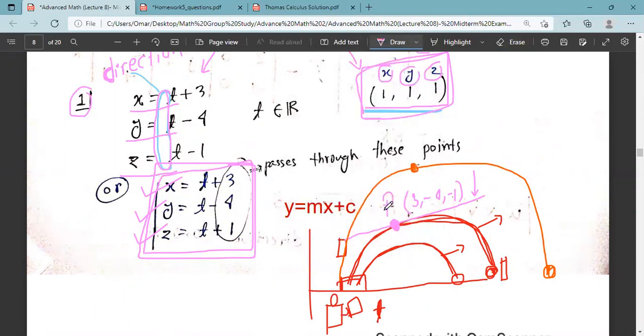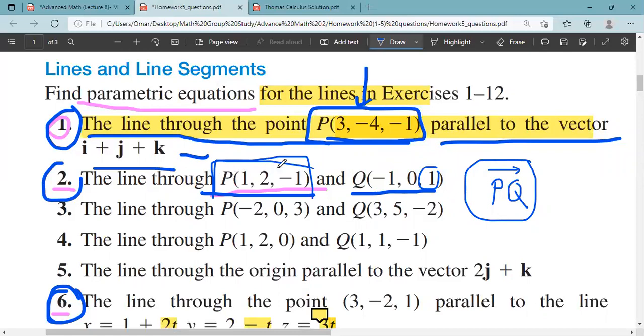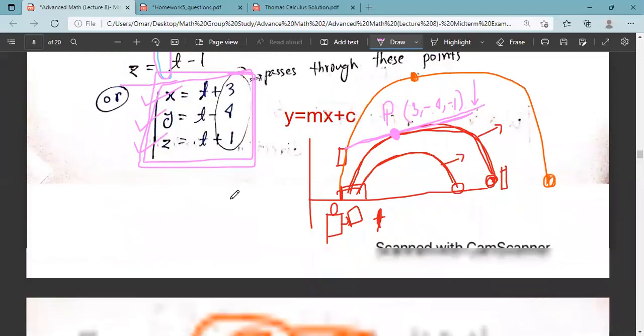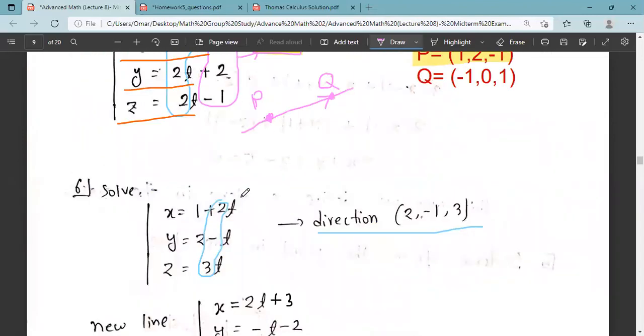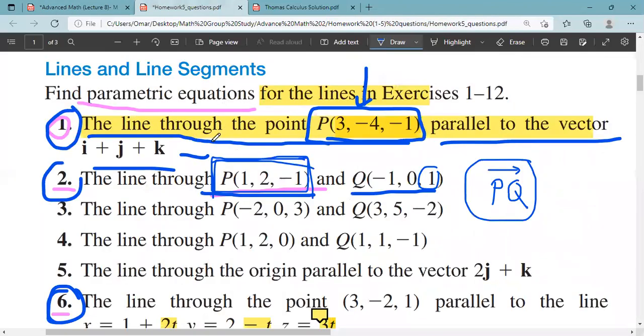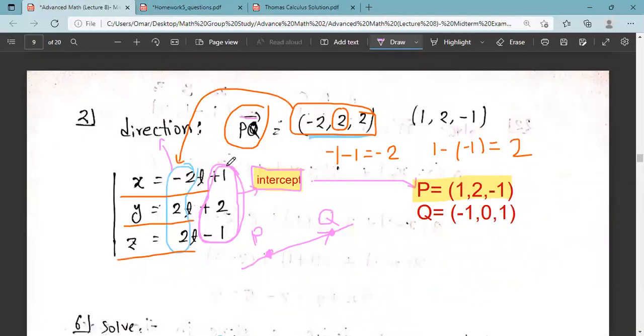This point P is 1, 2, and minus 1. Okay. So you can see that our line is intercepting this P point. That's why I have written 1, 2, and minus 1 here. Because we started from P, I can say our line went through this P point. So we have to write down the intercept here.